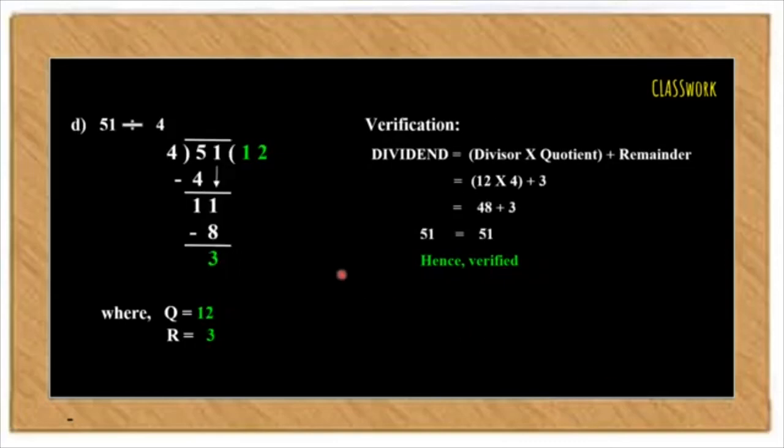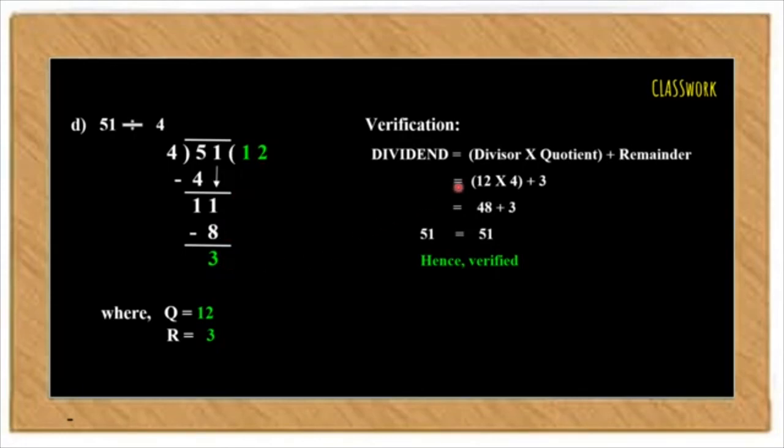Please note, children, this D part. It says 51 divided by 4. We consider the first digit of the dividend. We write 4 multiplied by 1 giving us 4. On subtraction, we get 1 as the answer. We bring down the second digit of the dividend down to obtain the new dividend as 11. We further divide as 4 multiplied by 2 giving us 8. When we subtract these two numbers, we get 3 as the remainder.